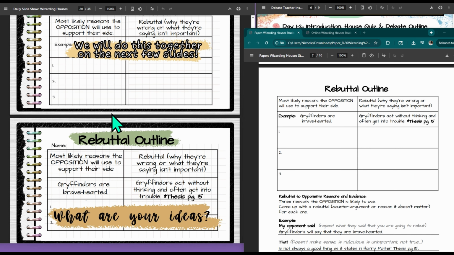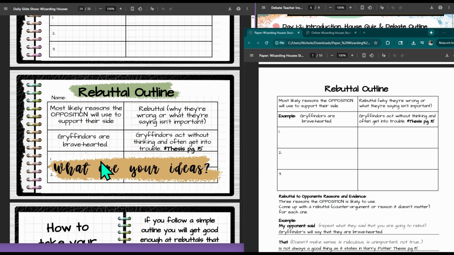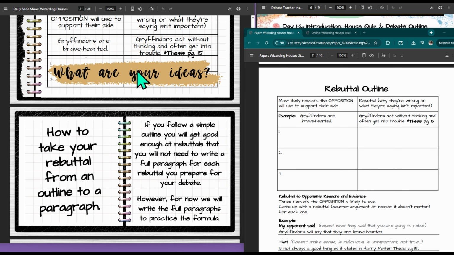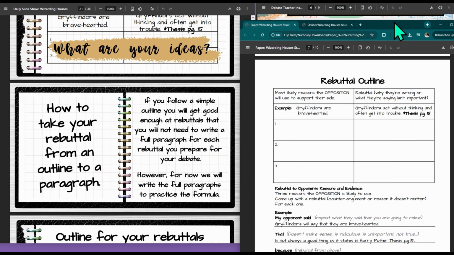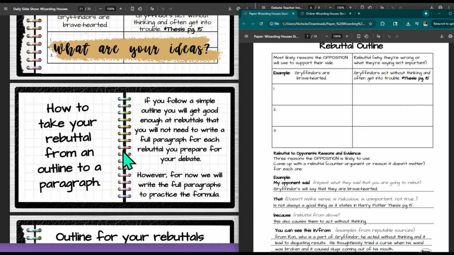So if I was a part of Slytherin, I would say Gryffindors are brave-hearted. That's what Gryffindors would say, is that they are brave-hearted, but Gryffindors act without thinking and often get into trouble. And then on the thesis, page 15, that gives an example of that. What are your ideas? And then they write down the rest of their ideas. Here's the worksheet. Then they're going to continue this for the next 3 boxes.